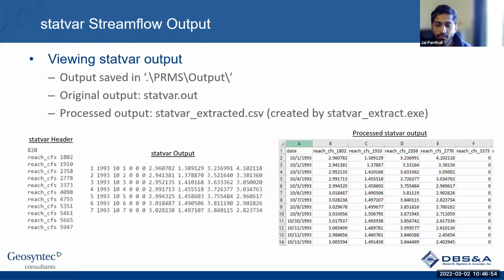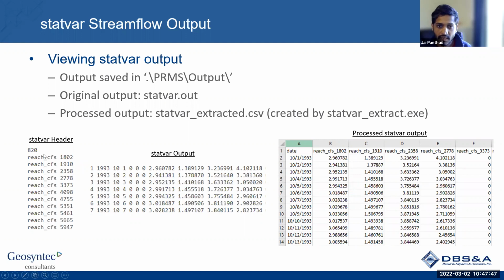When you look at the output from the StatVar option, you will see that it's saved in the PRMS subfolder output. I will show it in a little bit, but the original output is just a space separated text file. So you can open it up in any text editor, as Parag showed with his previous files, or you can also open it in Excel. But there is a custom executable that processes the output. It takes the header from the text file and the actual output from the text file. The header just says what variable I'm outputting. So reach_CFS is just the stream flow at a specific reach number, and 1802 is the SFR reach number.